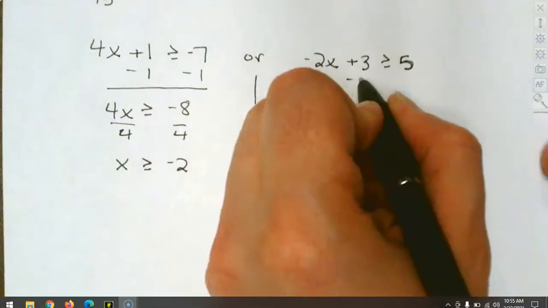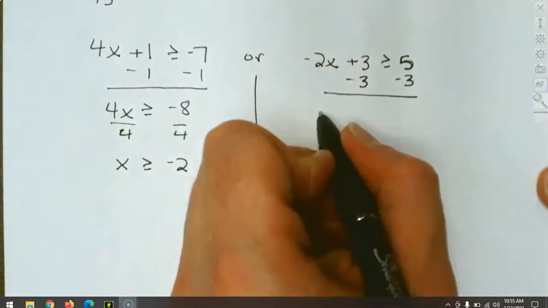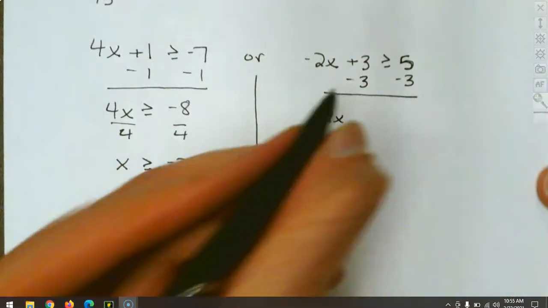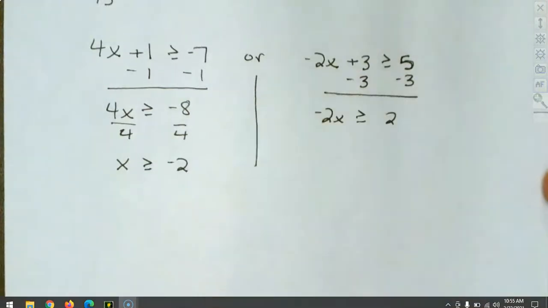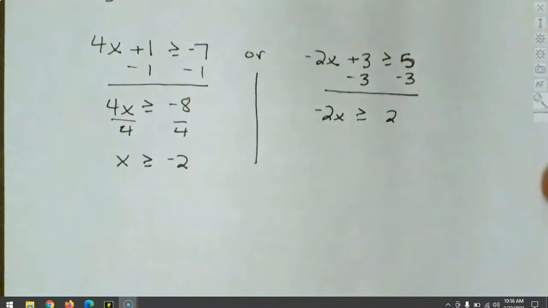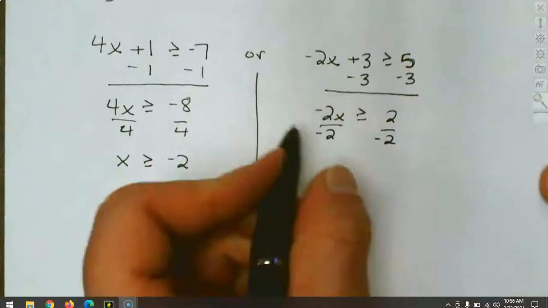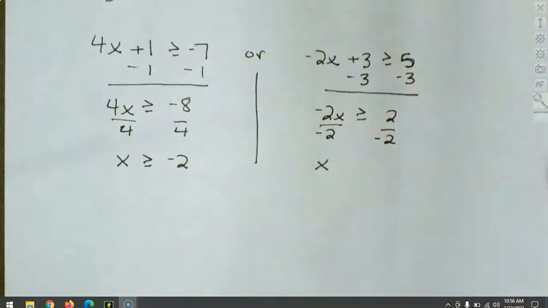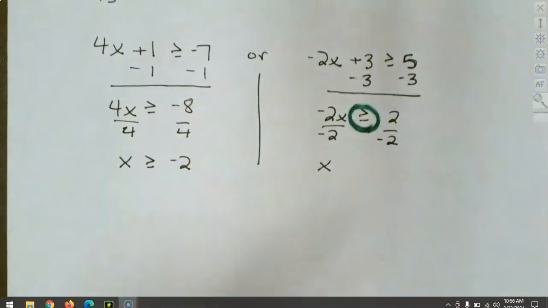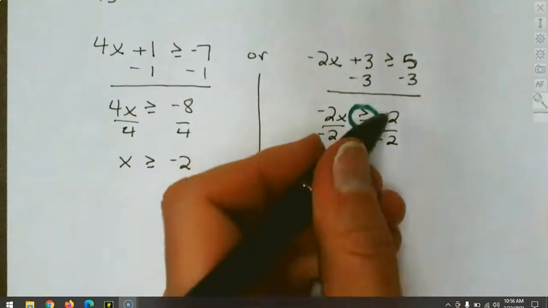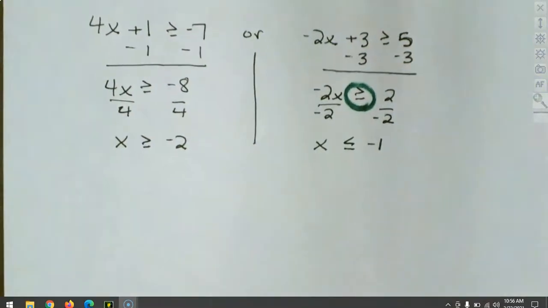What about the other side? Well, we're going to subtract our 3 off. And that gives you negative 2x is greater than or equal to, it looks like a positive 2. Divide by your negative 2. Now, what happens when we divide by a negative? That sign gets flipped around. So we'll flip that inequality symbol. Positive over negative makes it stay negative. So we work these out.